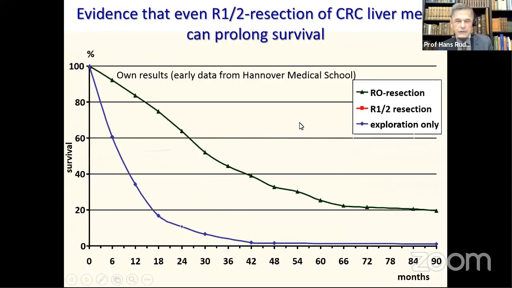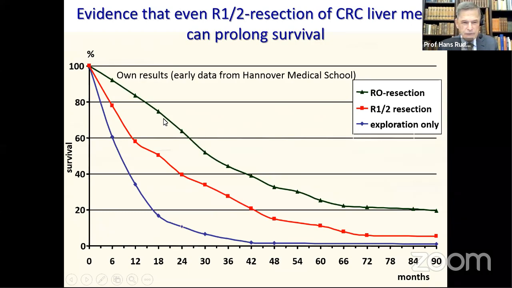In my early years in Hanover Medical School, I looked for our results and could show that even an R1 or R2 resection of the liver is beneficial for the patient. If there's no other way, best is R0 resection, as you can see here, but R1 or R2 resections are still better than doing nothing, the blue curve here. This is very important and was shown also by others, that in doubt, if we cannot do an R0 resection, it is better to do a partial resection or probably, hopefully, an R1 resection only, than to do nothing.